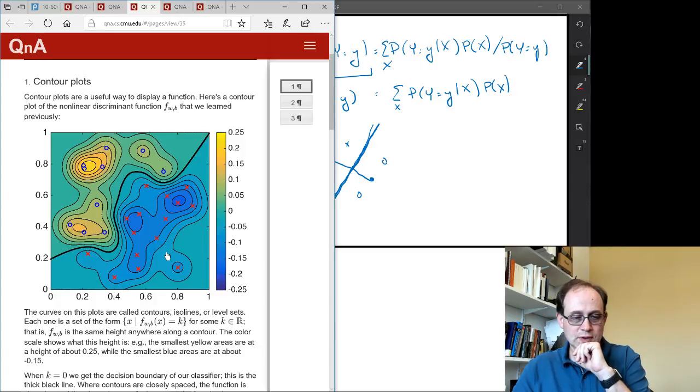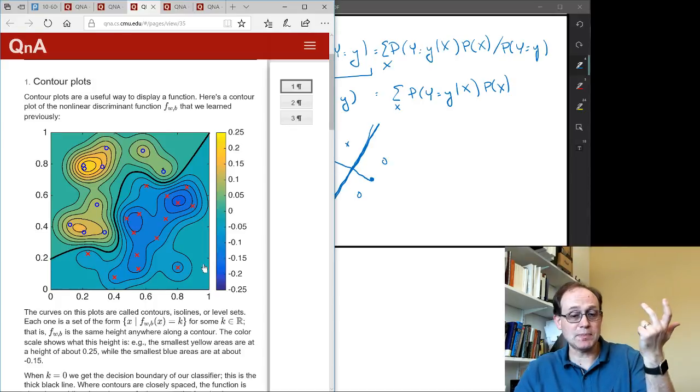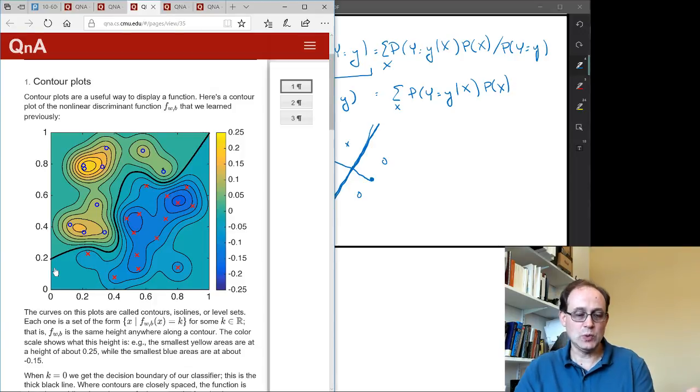Another way of thinking of a contour plot, another thing you might have seen that's a contour plot before, is a topographic map. So what I have here is essentially the inputs to the function are the x and y coordinates, and the outputs, the way we visualize the outputs is by these lines and the color, right? So the curves are called contours, isolines, or level sets.